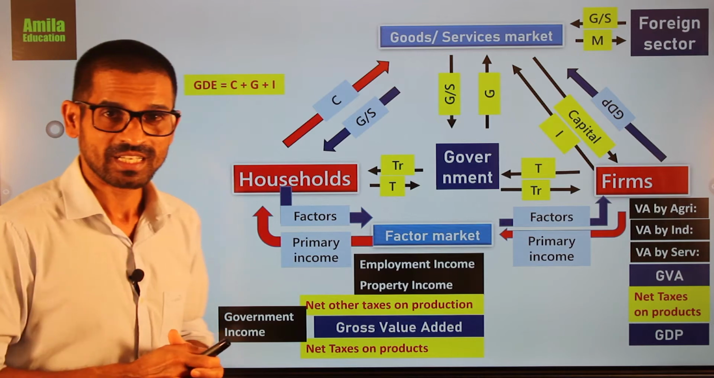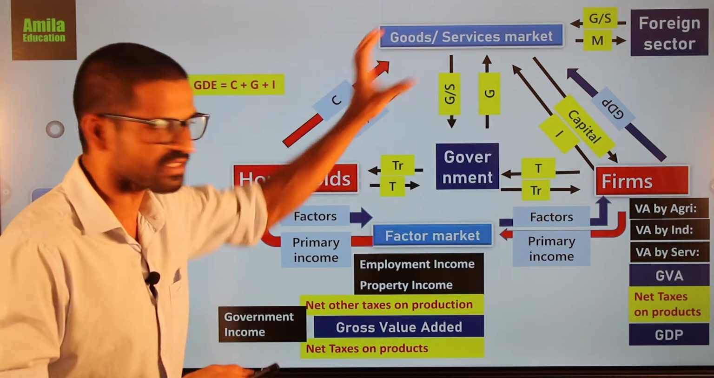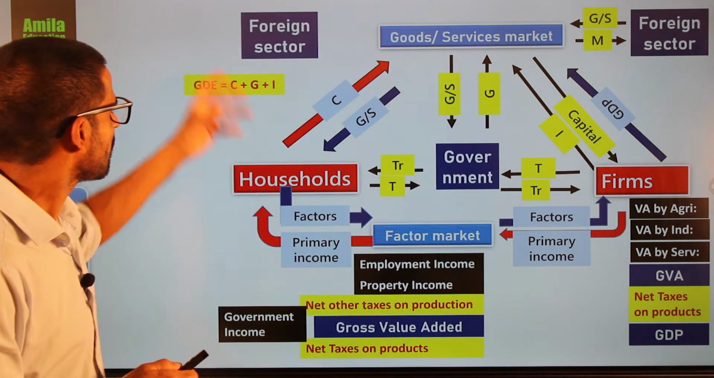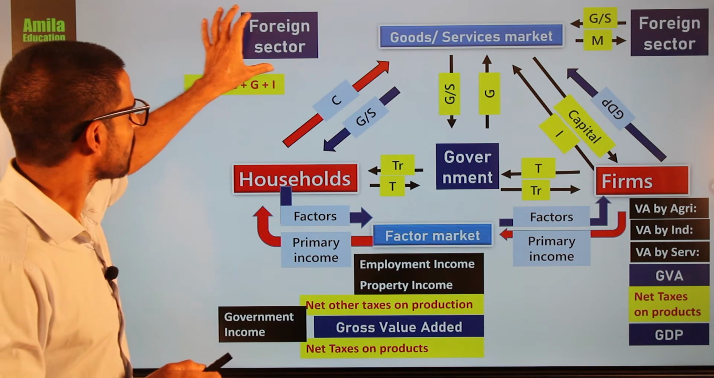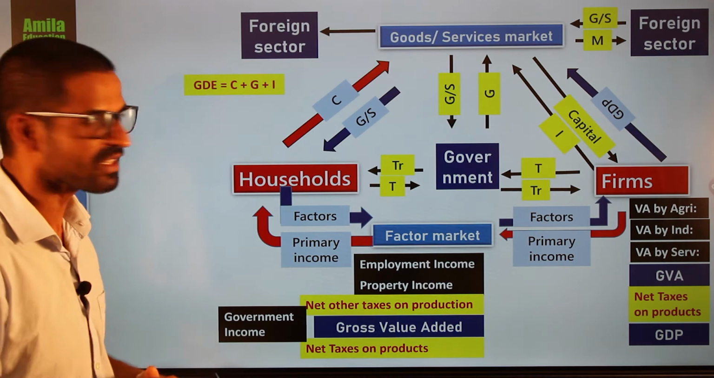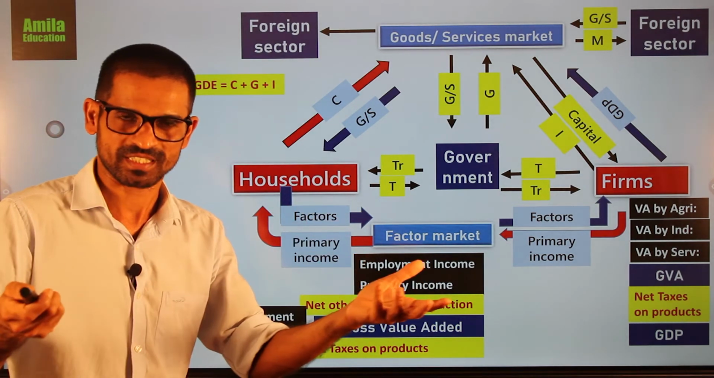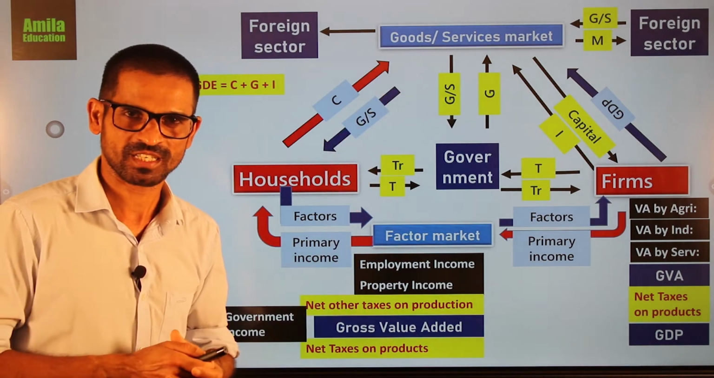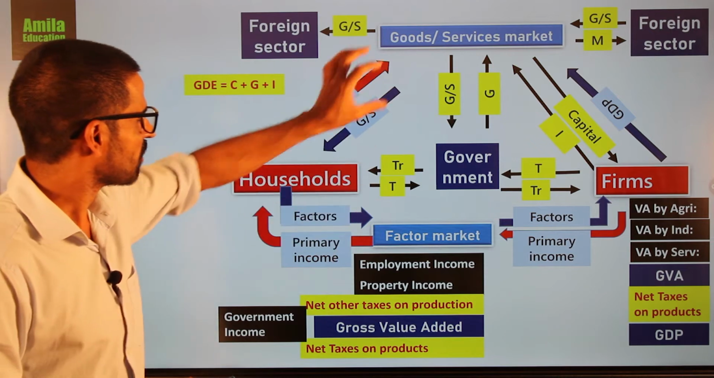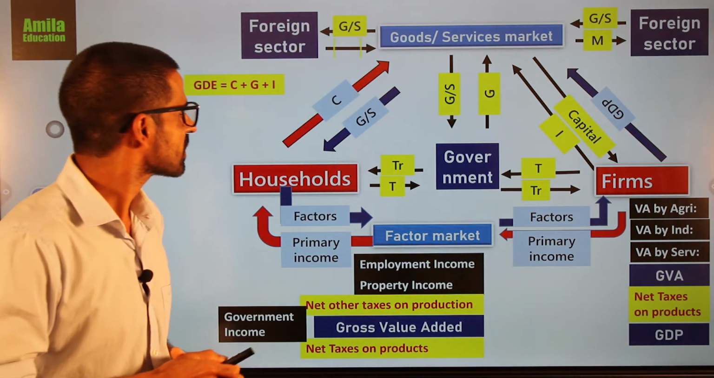Then again, part of the domestically produced goods and services is also purchased by the foreign sector. Goods and services move from our market to the foreign sector. For example, most of our tea is exported, purchased by foreign countries. So goods and services move from our market to the foreign sector and the money comes in. That is called exports.